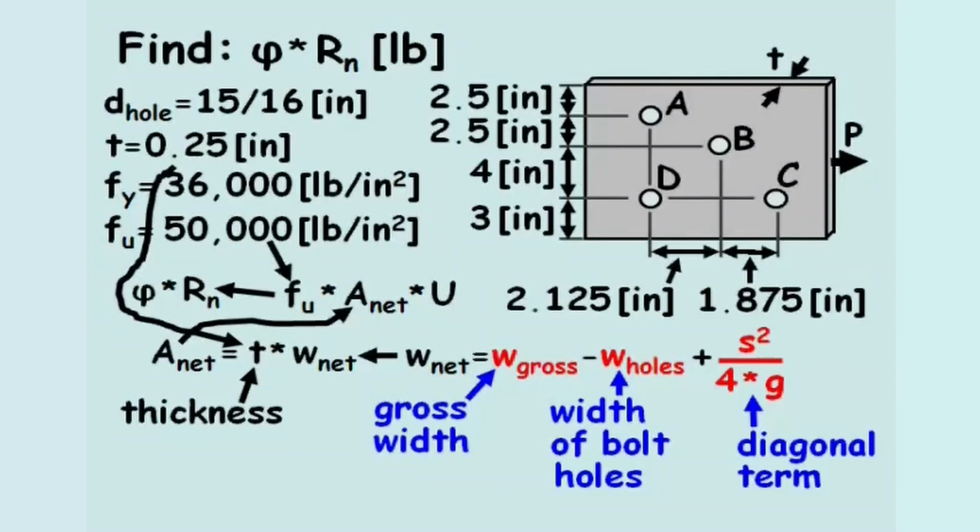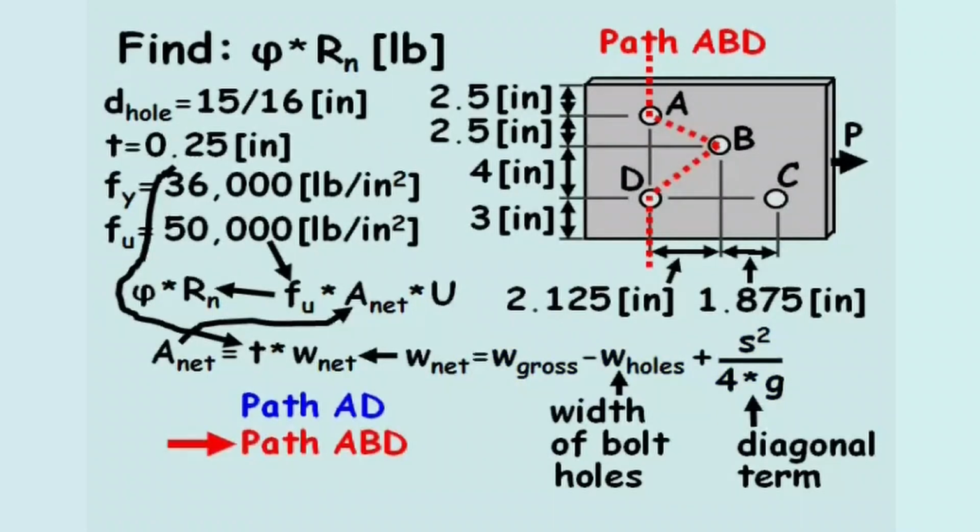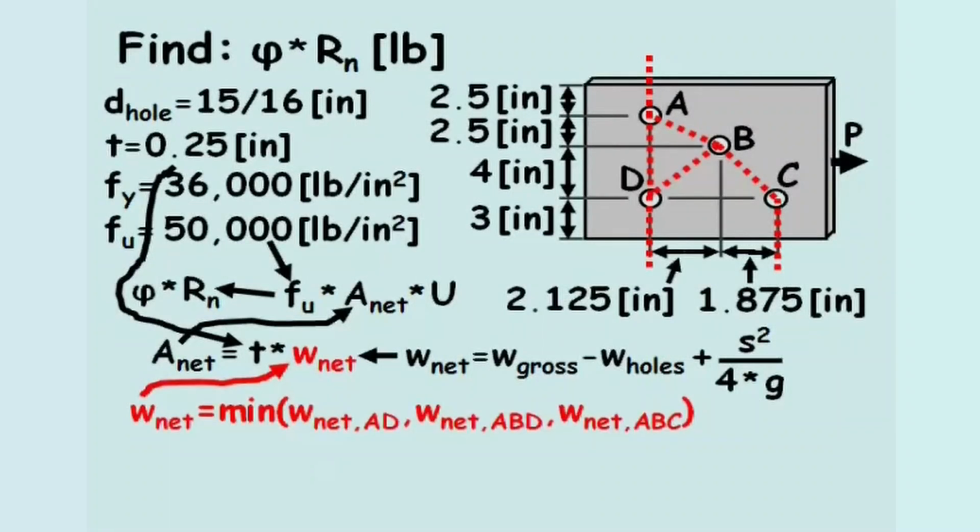At this point, we'll define 3 failure paths. Path AD will pass through bolt holes A and D as shown. Path ABD will pass through holes A, B, and D, making straight lines between consecutive holes. And path ABC will pass through holes A, B, and C. The path with the smallest net width will govern the design strength of the steel member and be used for the net width in the calculation to find the net area.